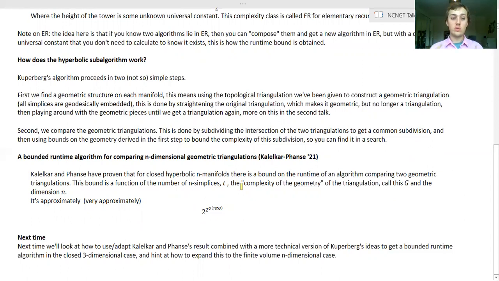And so what we need to do to be able to use Kolelka and Fanza's result is we need to be able to find a geometric triangulation. The dimension is going to stay the same, but we need to control the number of n-simplices that geometric triangulation has. And this is the part I'm really excited about. We need to control the geometry of the hyperbolic manifold given only combinatorial information. So that's what we're going to be talking about next time: given a topological triangulation, how to get control over its geometry. And that's what I'm really excited about. Thank you.